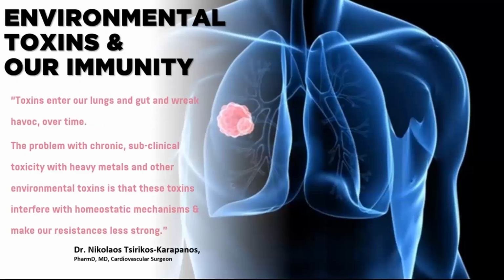Wow, Lori, that's incredible. And you know, once toxins are inside the body, they enter the lungs and the gut by crossing our cellular membranes. So they actually wreak havoc over time. So the problem with chronic subclinical toxicity with heavy metals and other environmental toxins is that these toxins interfere with the homeostatic mechanisms and make our resistances actually less strong.